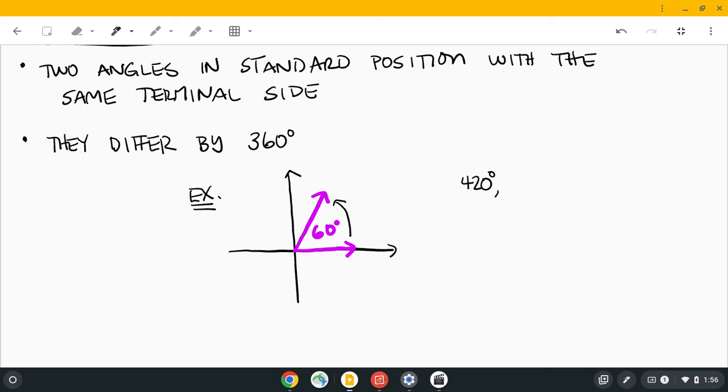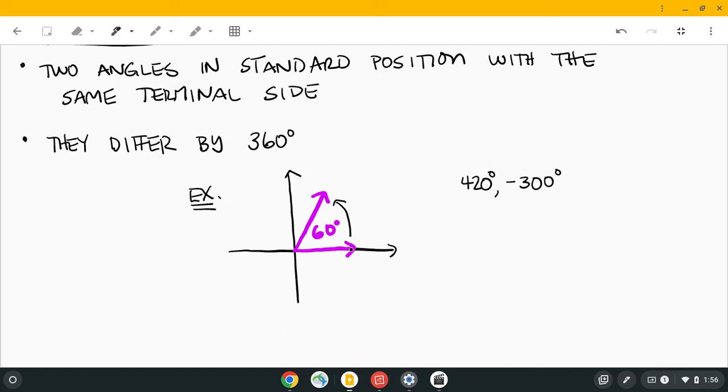Or I could say, oh, well, I could look at it in the negative direction, in which case I'm 60 degrees short of negative 360. Okay, so that would be negative 300 degrees. So 60 degrees here could be looked at these other two ways. 60 degrees could be the same as 420 degrees, right? Or it could be looked at as negative 300 degrees, right?